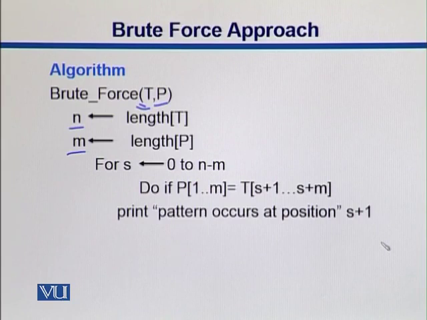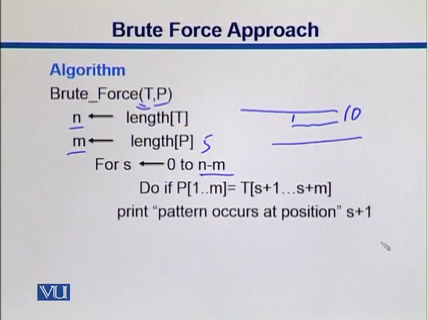For example, say n, the length of t, is 10, and p has a length of 5. So it will go up till here, no more than that. n minus m means we want to avoid this kind of situation, right? So it will go through the positions starting from 0 to n minus m, which in this case is 5. So it will compare till that position.